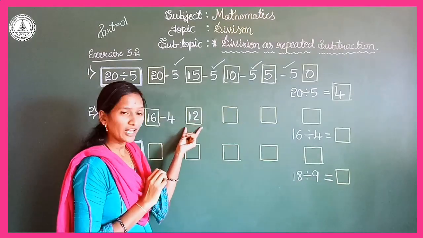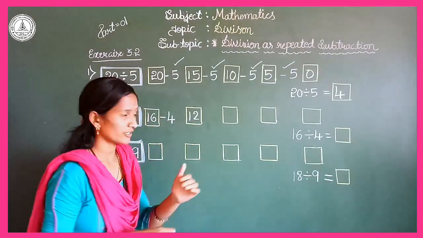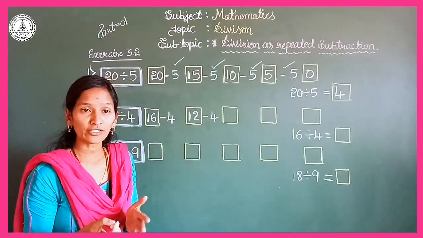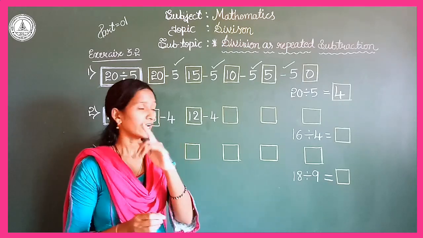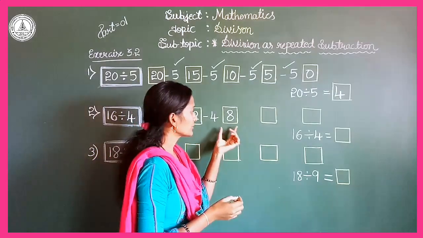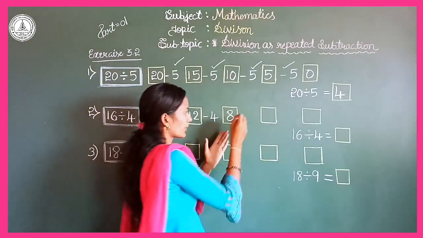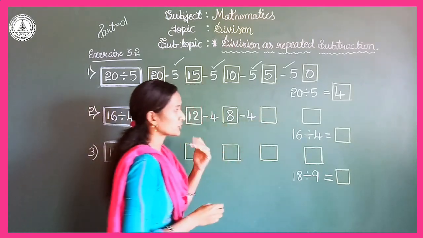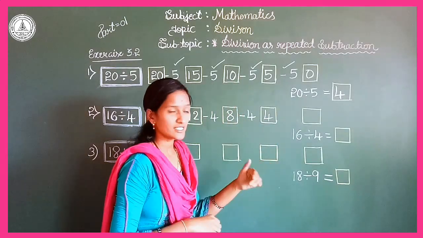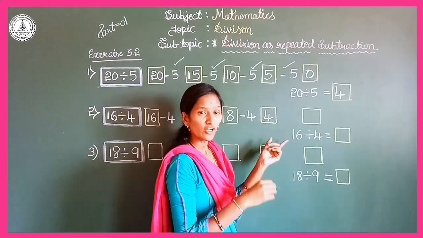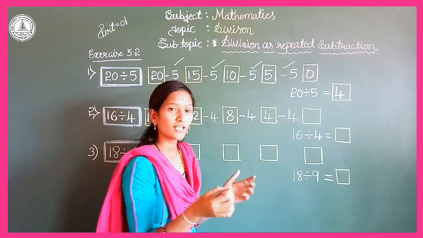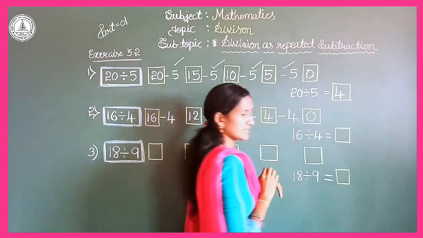Yes, from 12 you have to subtract again a 4 here. So 12 minus 4 is what? Yes, 12 minus 4 is 8. So write down here 8. Right? So next, again you have to subtract 4 from 8. 8 minus 4 is equal to what? 8 minus 4 is 4 itself. Right? So next, again you have to subtract 4 from the number 4. 4 minus 4 is 0. So write down here 0.